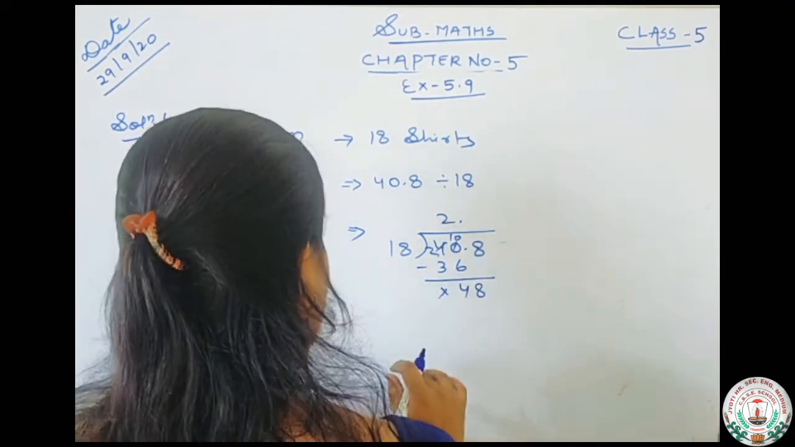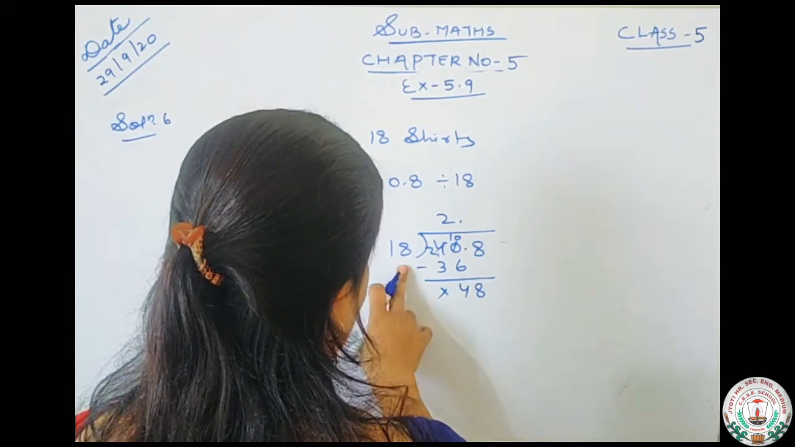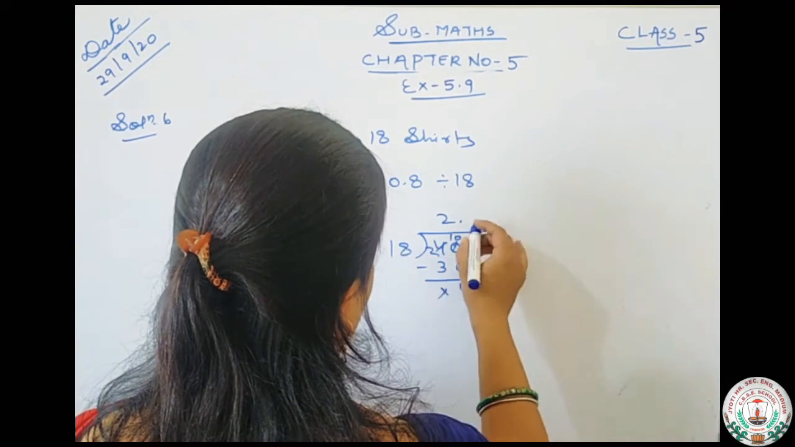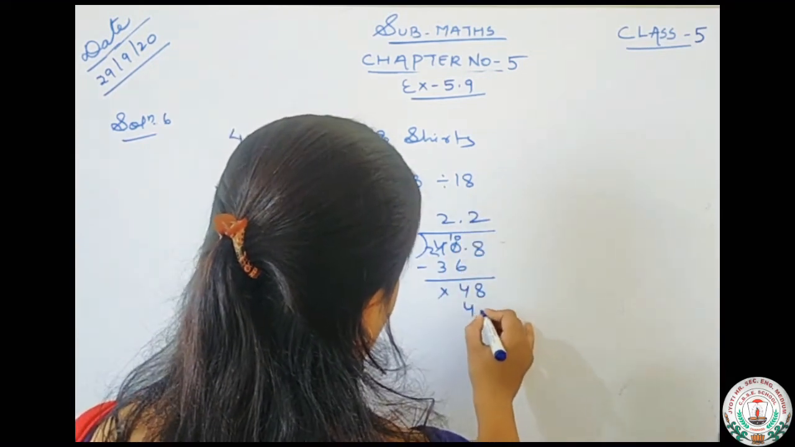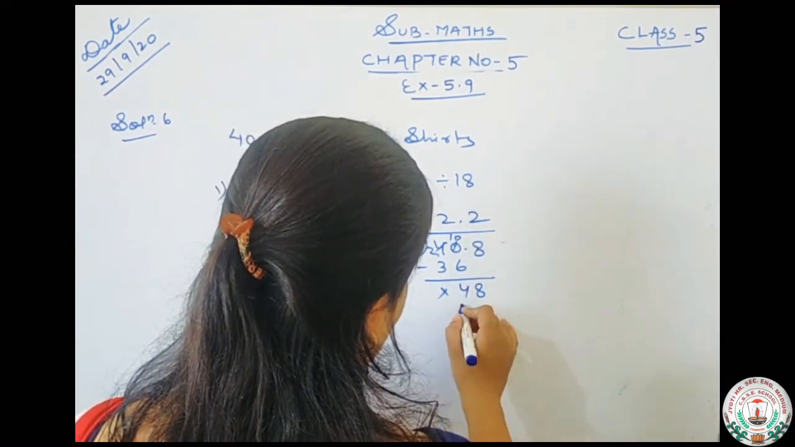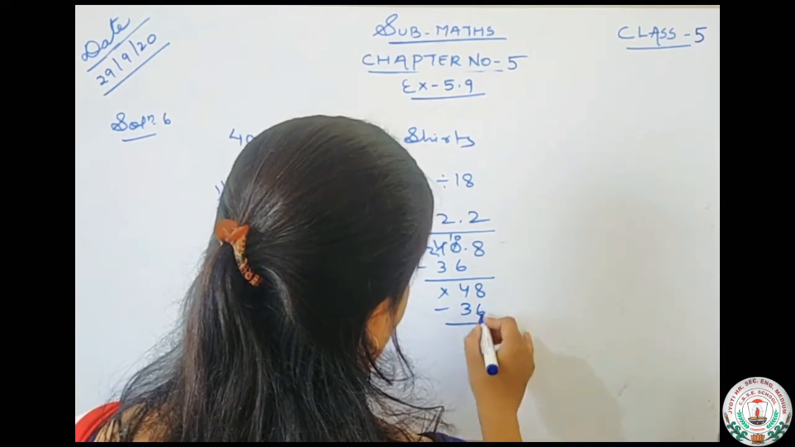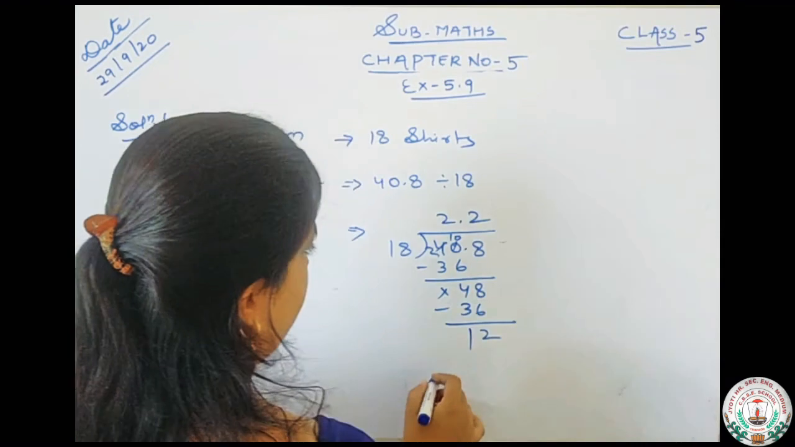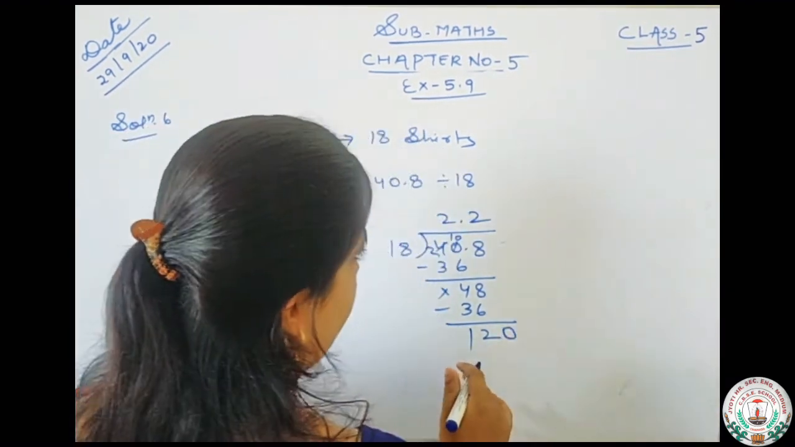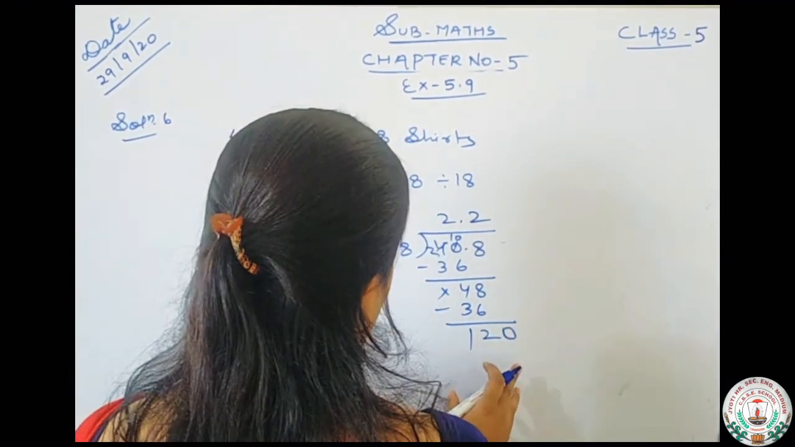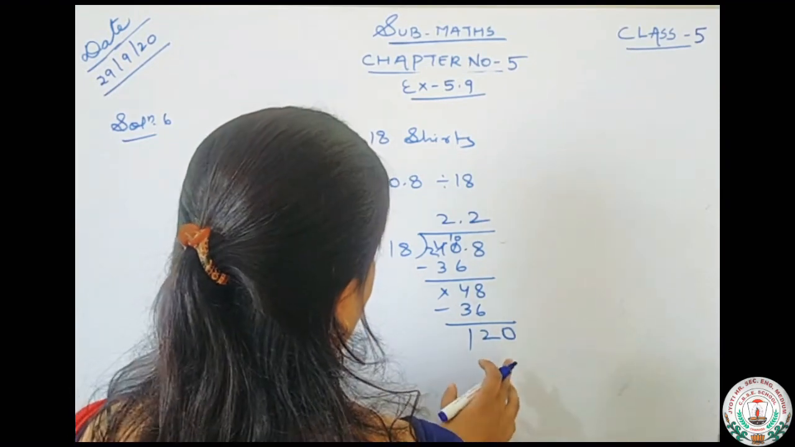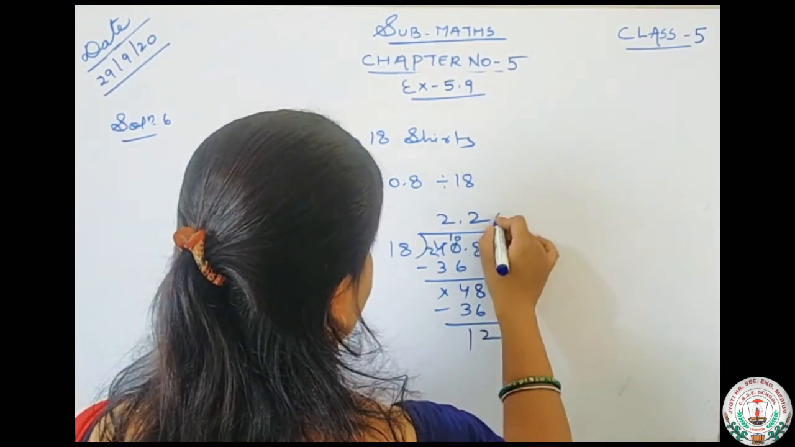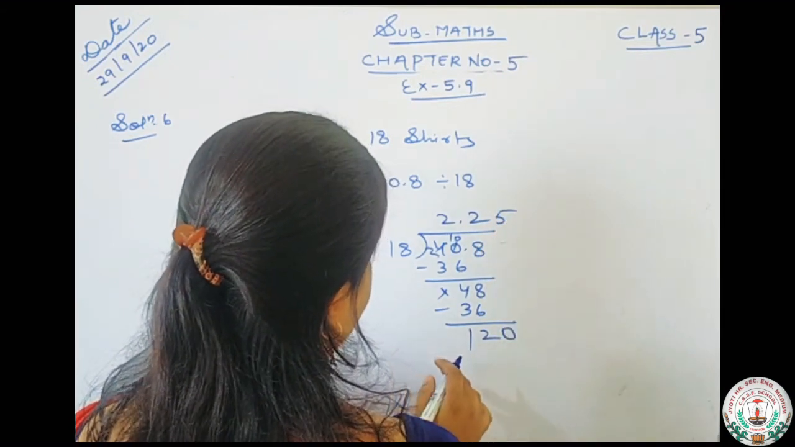Okay. So again 18 3s are, 18 8s will be 54. It will be greater. So we will take 18 2s are 36. What will come? 48 minus 36 is 12. Here 1. And after the decimal we can take 0 anywhere. How many times can we take 18 in 120? In the table of 18, 120 comes? Yes. 18 5s are 120.